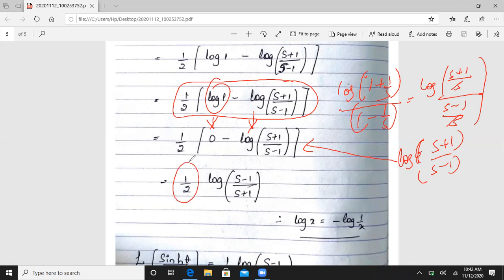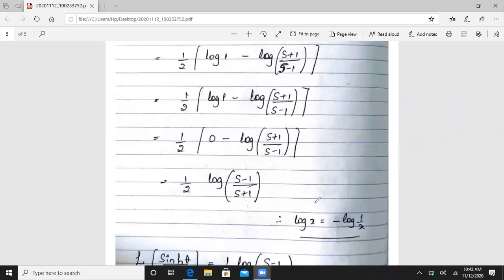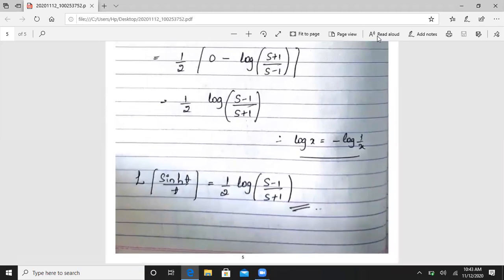So 1 by 2 is a constant term, and here we have a negative term. We want a positive term, so we interchange the values, giving log of s minus 1 divided by s plus 1. Here, log of x is equal to minus log of 1 by x. So our final resultant answer is that the Laplace transformation of sinh t by t is equal to 1 by 2 into log of (s minus 1) divided by (s plus 1).